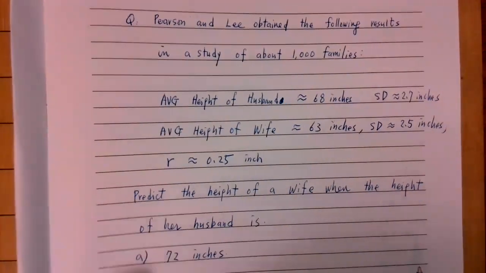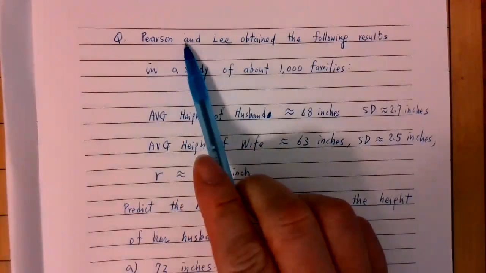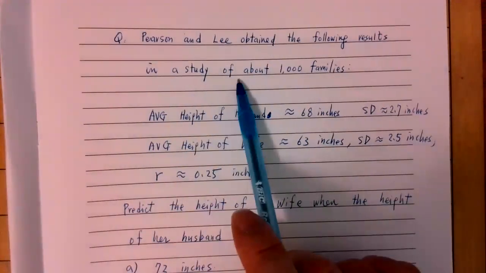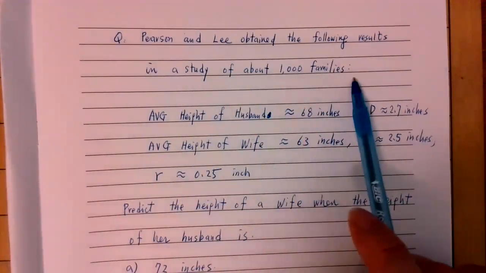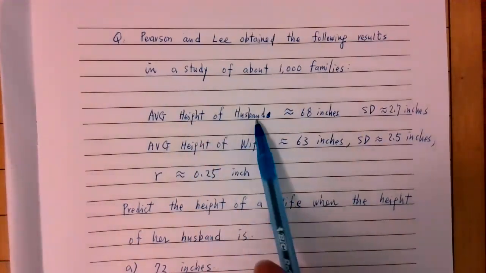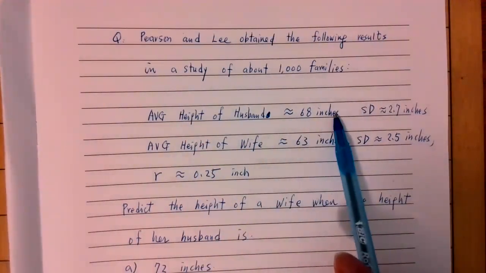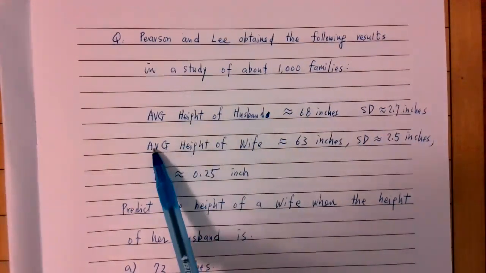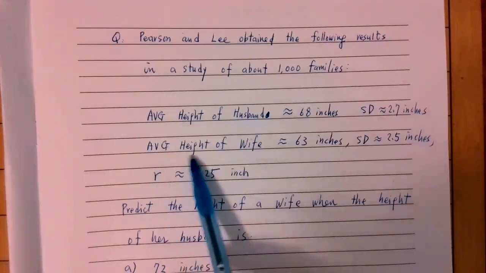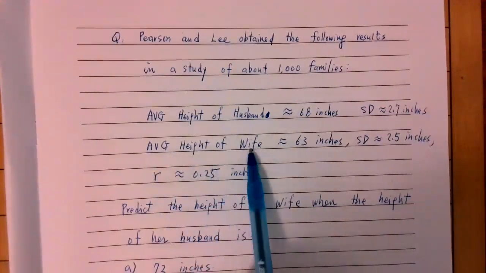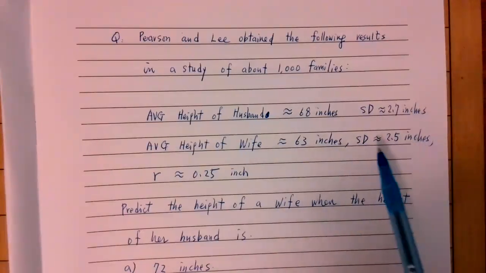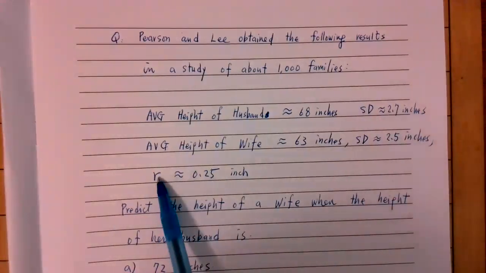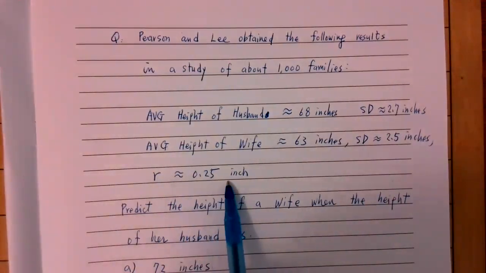Okay, let's look at the question together. Pearson and Lee obtained the following results in a study of about 1,000 families. Average height of husbands, 68 inches. Standard deviation, 2.7 inches. Average height of wives, 63 inches. Standard deviation, 2.5 inches, okay? And the correlation coefficient is 0.25 inches.